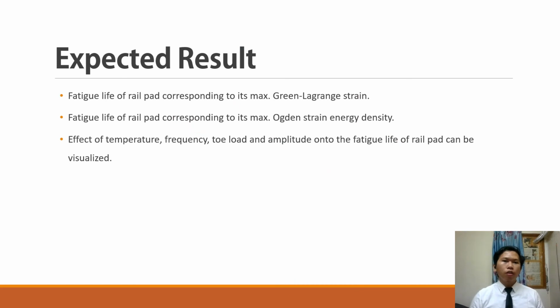On the expected result, the study should allow me to calculate the fatigue life of rail pad corresponding to the maximum grain-local strain and maximum Ogden strain energy density calculated from the FEM software. Also, the study should allow me to visualize the effect of temperature, frequency, rail load, and amplitude onto the fatigue life of rail pad, where from the literature review, it shows that these variables should reduce the fatigue life of the rail pad.